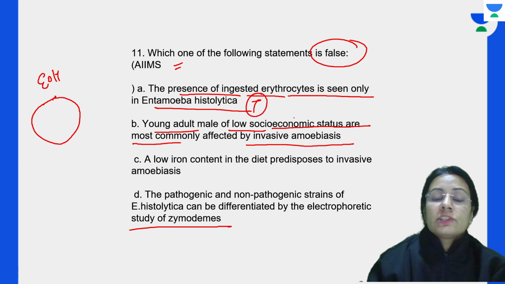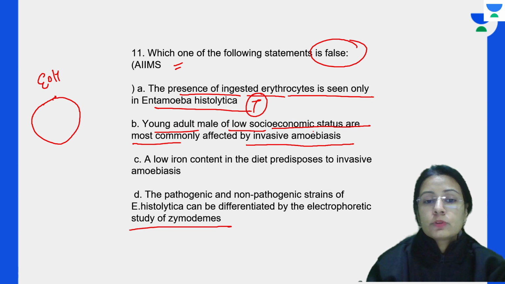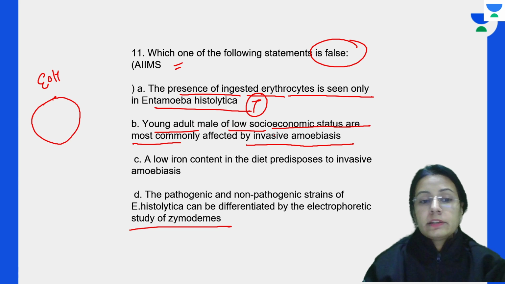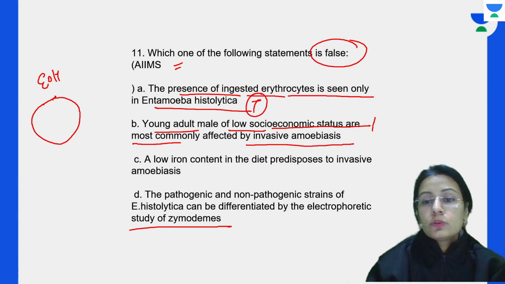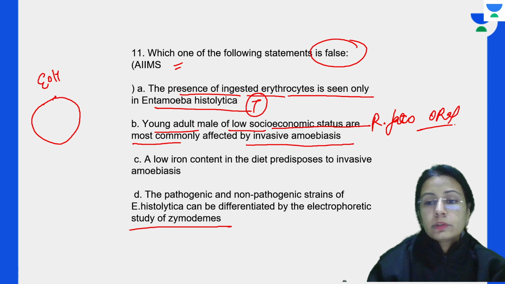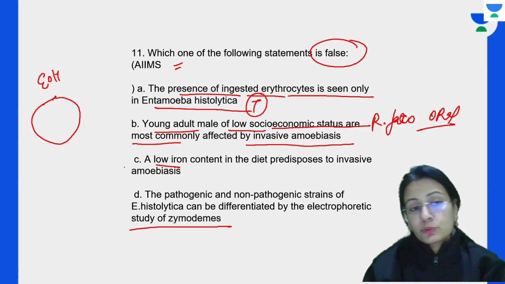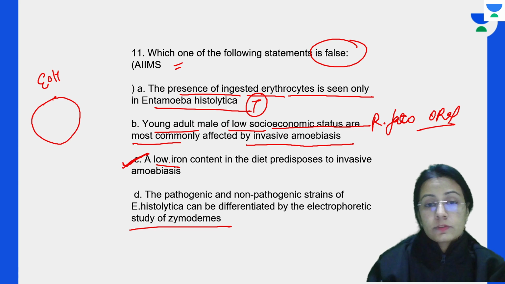Now, young adults and children of low socioeconomic status with poor hygiene are most commonly affected, because the route of infection and transmission is the feco-oral route. Low iron content, there is no correlation of the iron content in the diet that predisposes to invasive amoebiasis. This is a false statement.